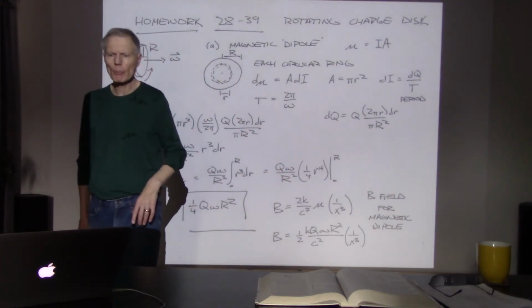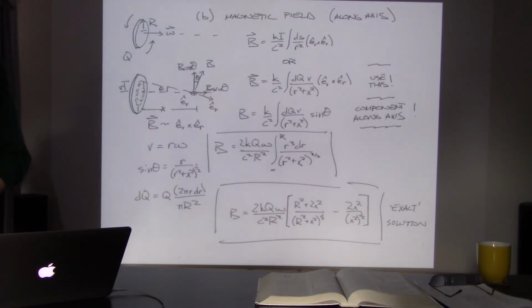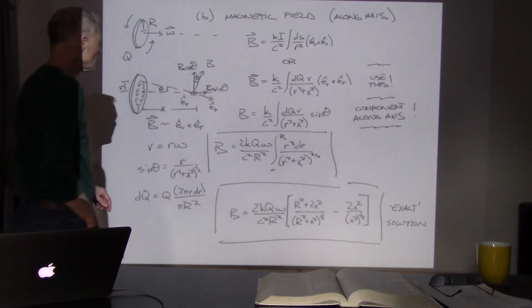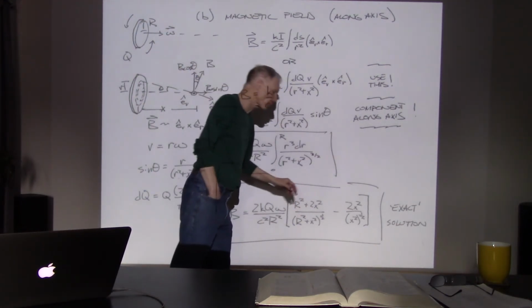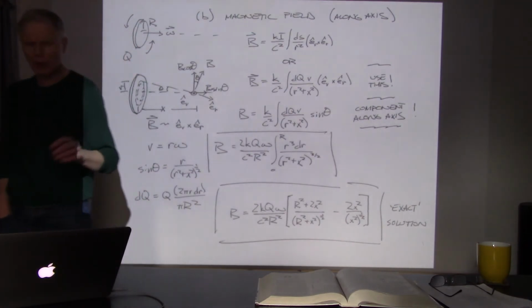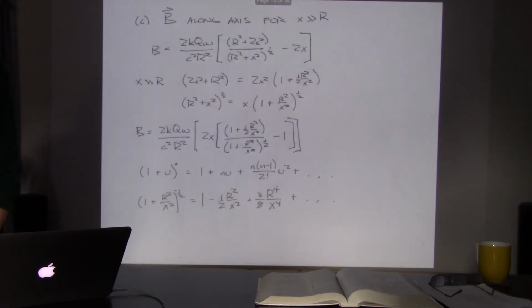So what we want to do is take our exact formula, see that one down there where it says exact solution, and look at the case where x is much bigger than R. As we get far, far away, it should start to look like a little tiny dipole, and that's what the magnetic dipole formulas are based on. So what we've got to do is this.